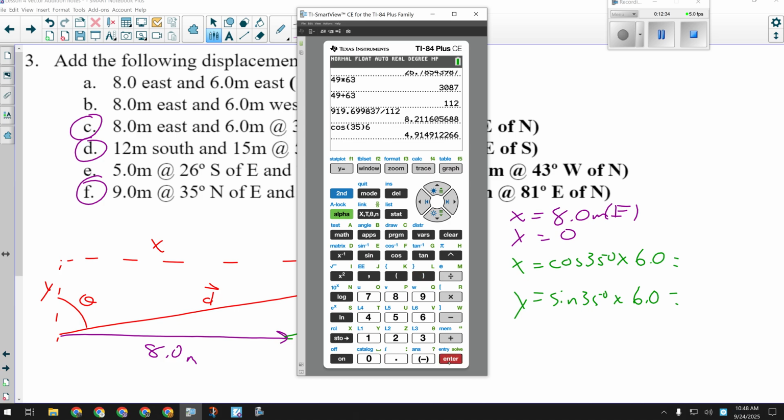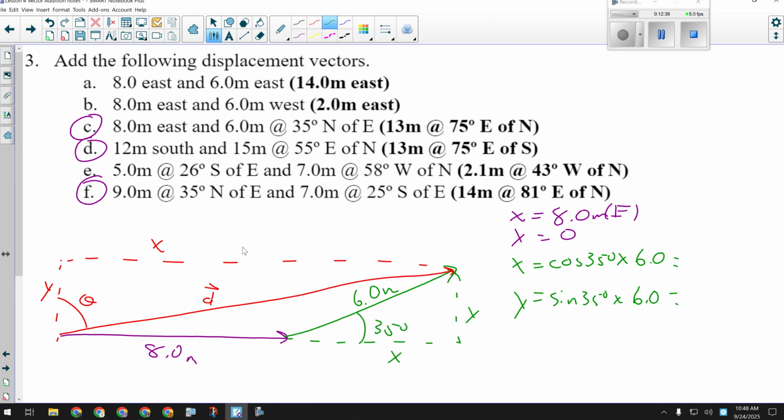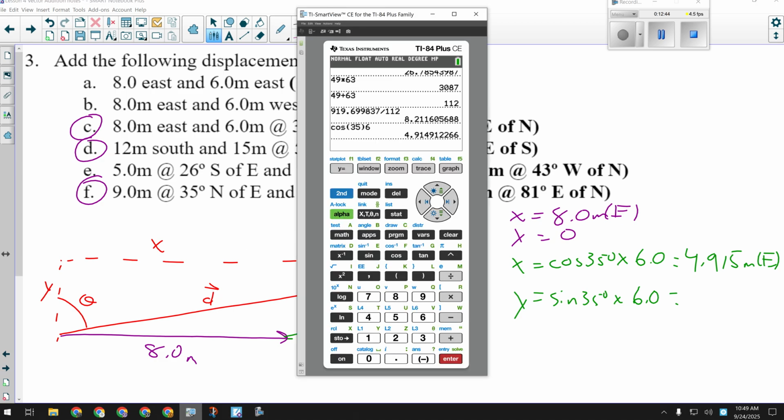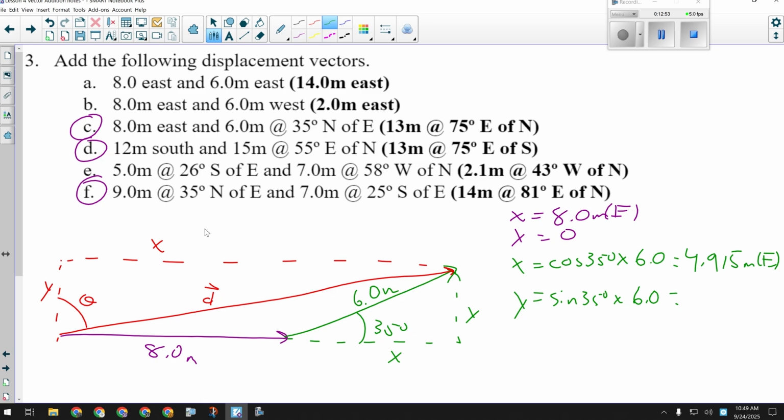Okay, so 4.915 meters east, and then for Y, sine of 35, whoop, not cos, I already did cosine of 35 times 6, 3.441 meters north.